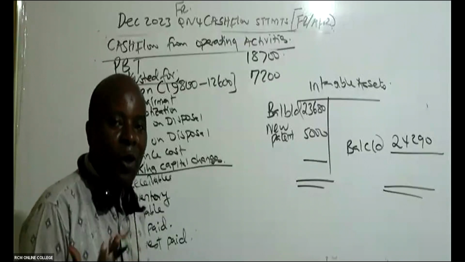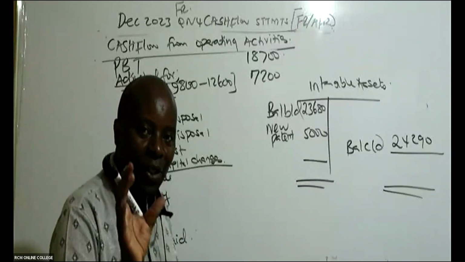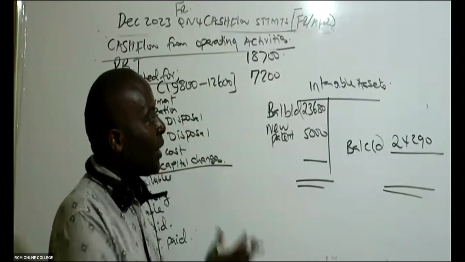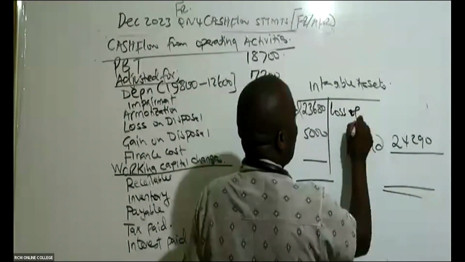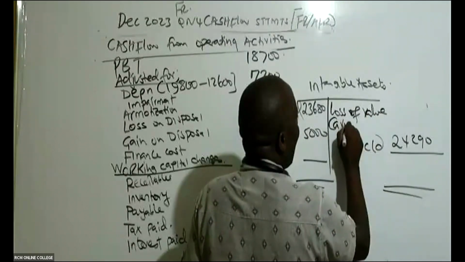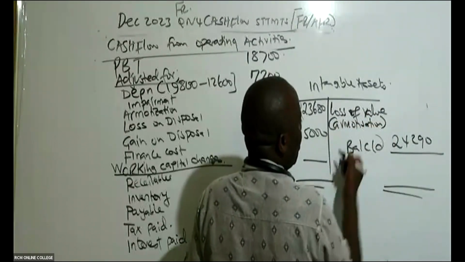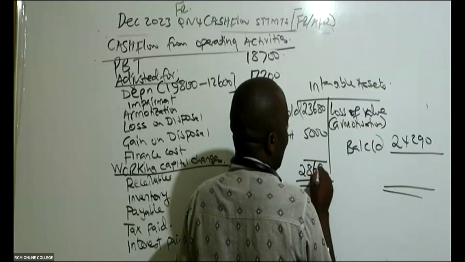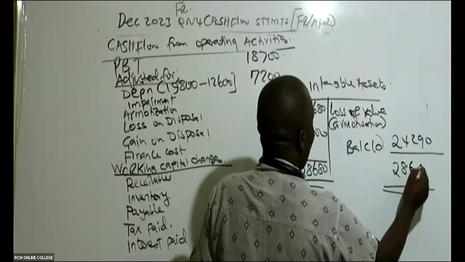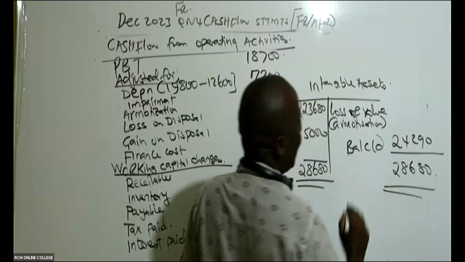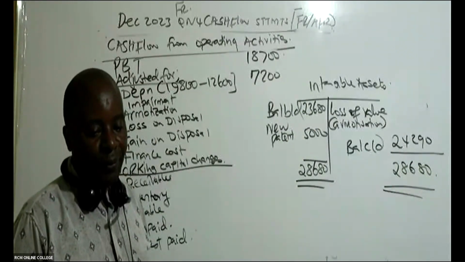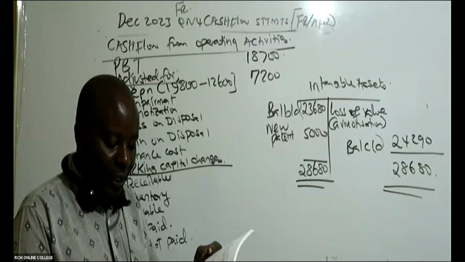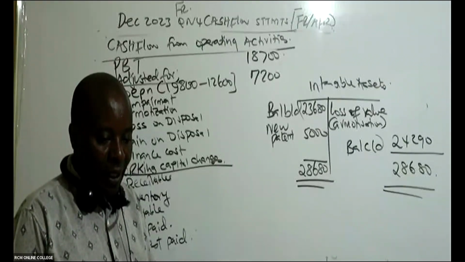Amortization. I would have called it depreciation if it was a physical asset that you can touch. But this is an intangible asset. So intangible asset, loss of value, we call it amortization. So this is 28,680. Are you able to give me this amortized amount, my good students? The amortized amount. Anybody who is able to give me this amortized amount?